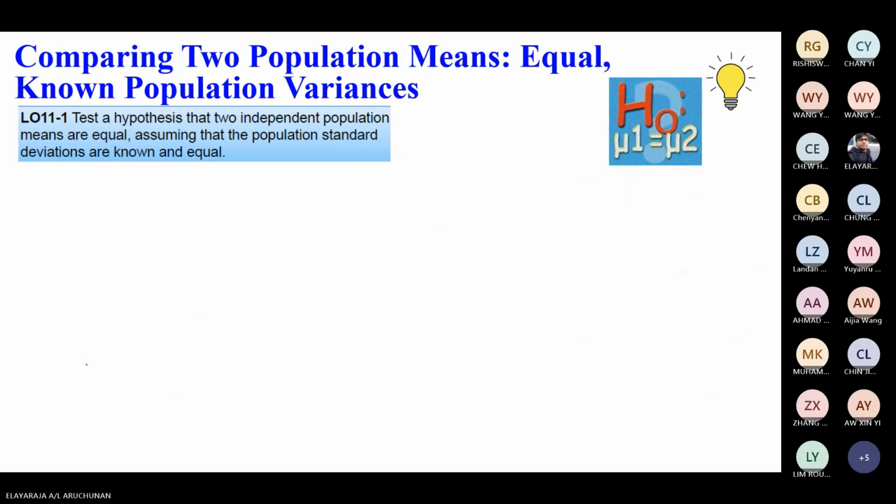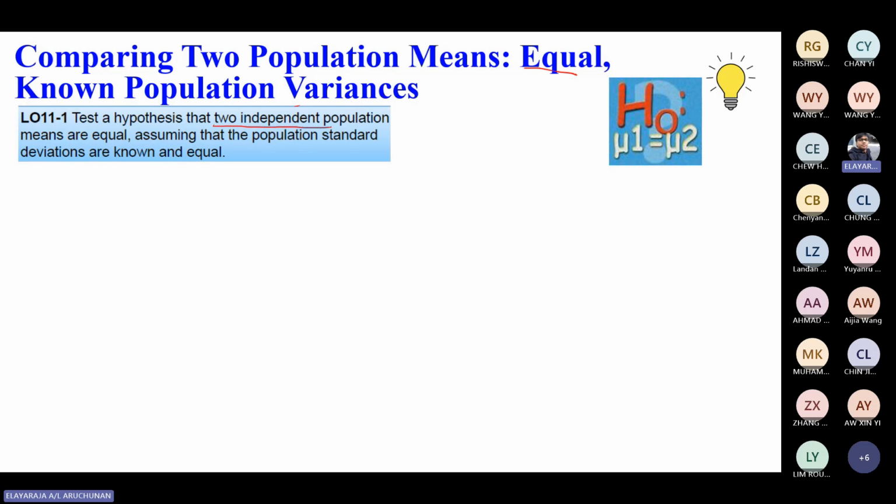Now, comparing two population means for the case where the means are equal and the population variances are known. So with known population variances, that means we already know the variances for the populations. The learning outcome of this topic is that we will focus on testing hypotheses for two independent populations.